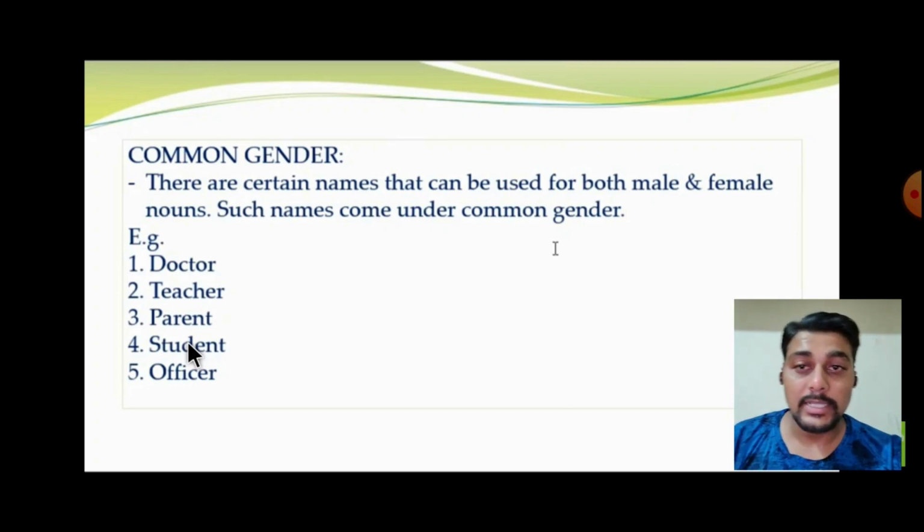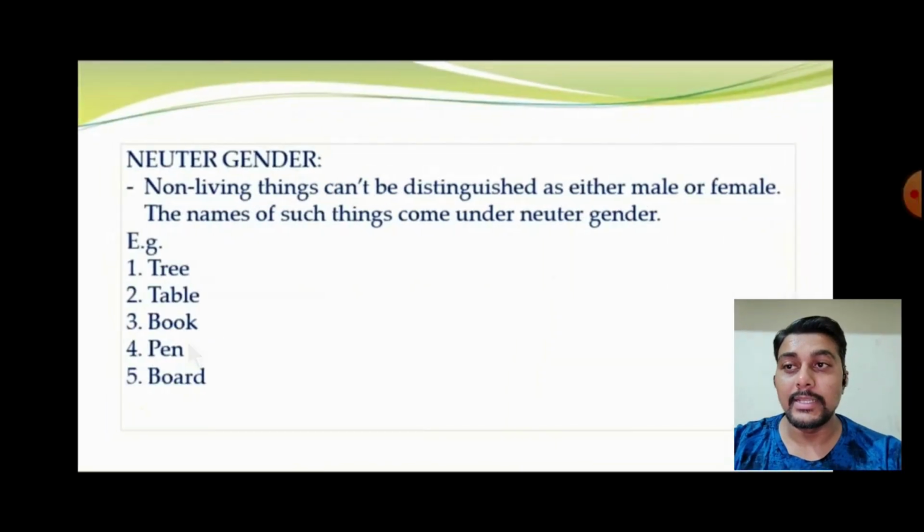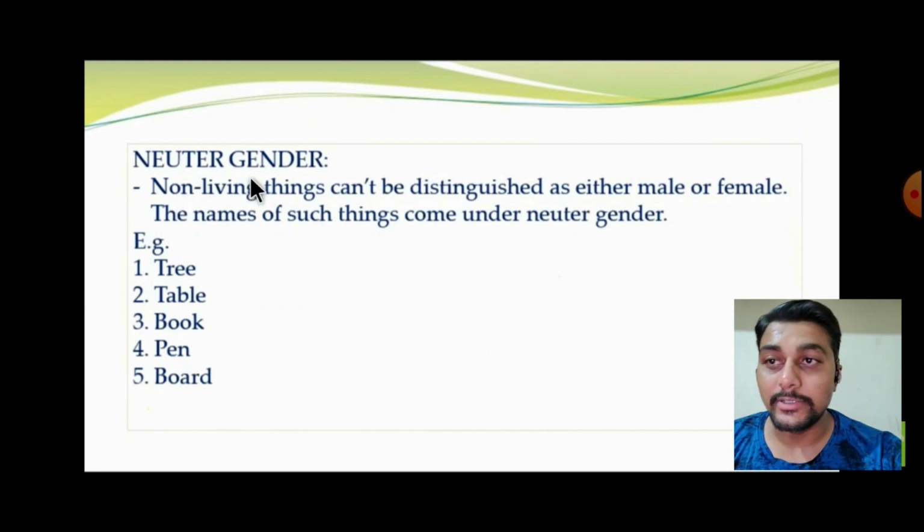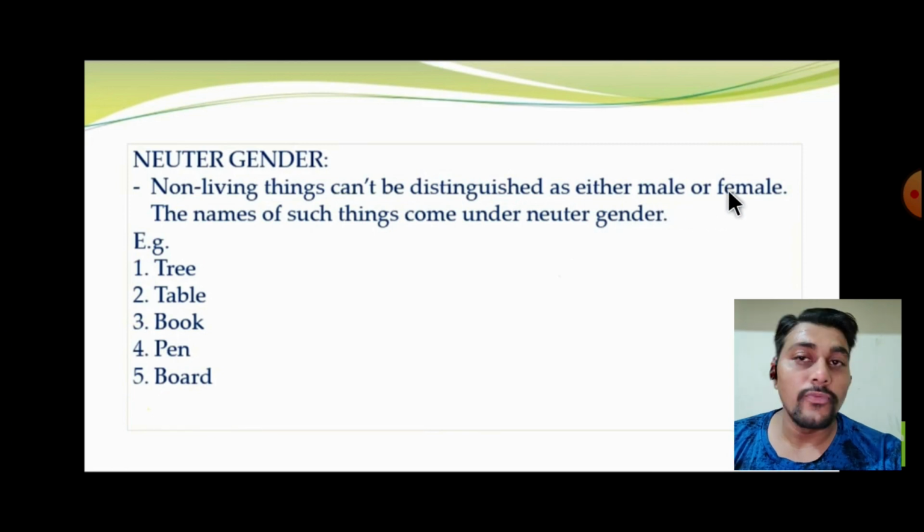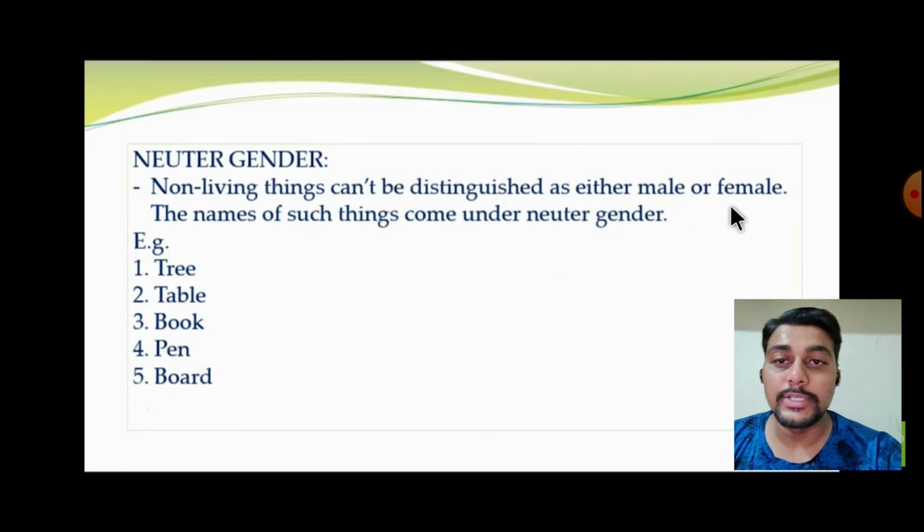Now the last and fourth one is left, and that is neuter gender. Non-living things can't be distinguished as either male or female. It's absolutely true. The names of such things come under neuter gender.